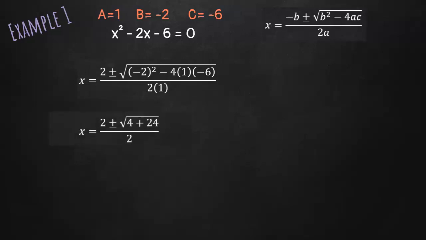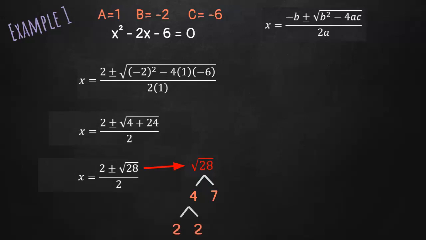When I have 4 plus 24, I can go ahead and simplify some more, which gets me the square root of 28. Now, the square root of 28, you can go ahead and simplify that radical, which breaks down to 4 and 7. Now, 4 does have a pair. It's 2 and 2. And 7 doesn't have a pair, which means you have 2 that's outside the radical along with that 7 that stays underneath.